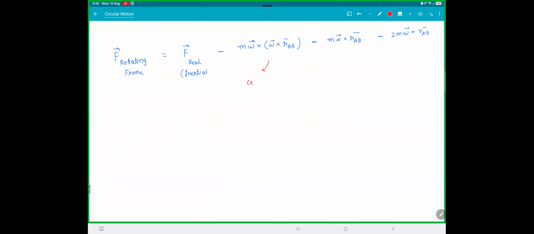This is your centrifugal force. This is called Euler's force. This is called Coriolis force. So that means whenever you actually go and stand in a rotating frame, you will see multiple sorts of forces. It's not a single thing.